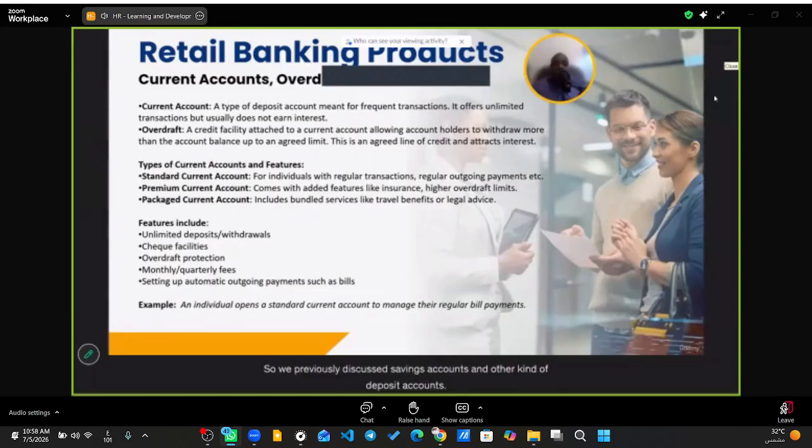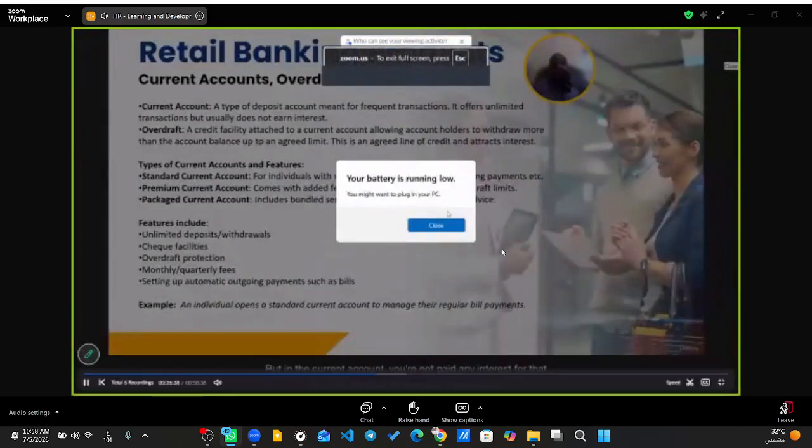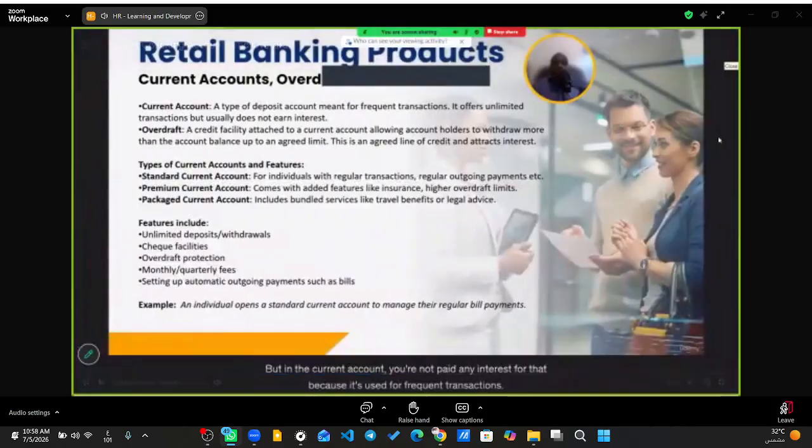So we previously discussed savings accounts and other kinds of deposit accounts. And in some of those cases, when you put your money in there, whether it's by your wages or your salary, or you take money to the bank or you transfer it online, however the money gets into the bank, normally they will pay you interest for depositing your funds with them. With a current account, you're not paid interest for that because it's used for frequent transactions.